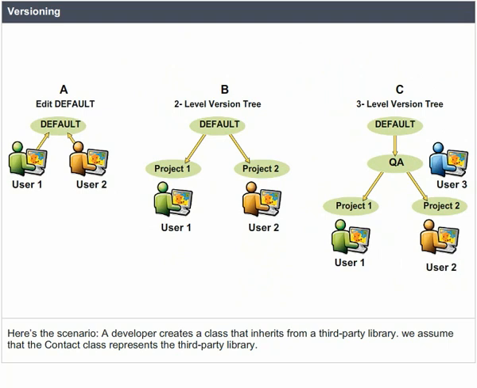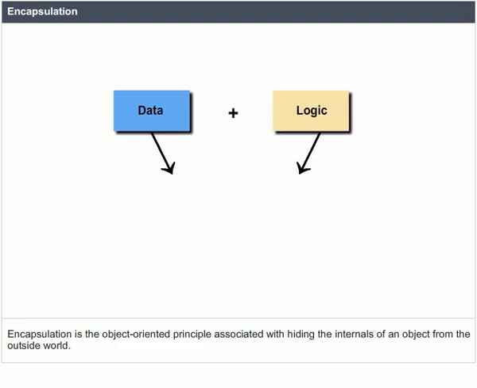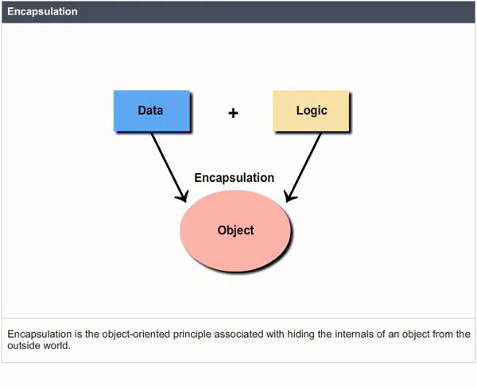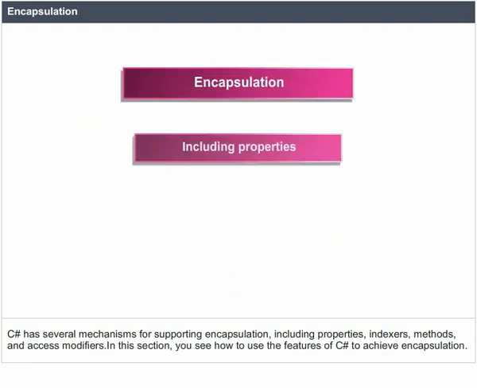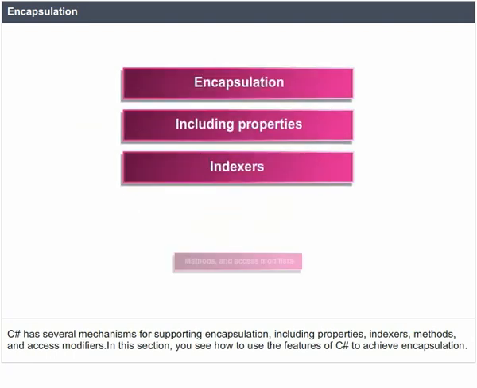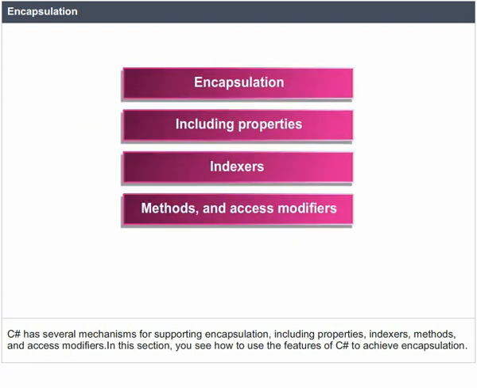Encapsulation. Encapsulation is the object-oriented principle associated with hiding the internals of an object from the outside world. C# has several mechanisms for supporting encapsulation, including properties, indexers, methods, and access modifiers. In this section, you will see how to use the features of C# to achieve encapsulation.